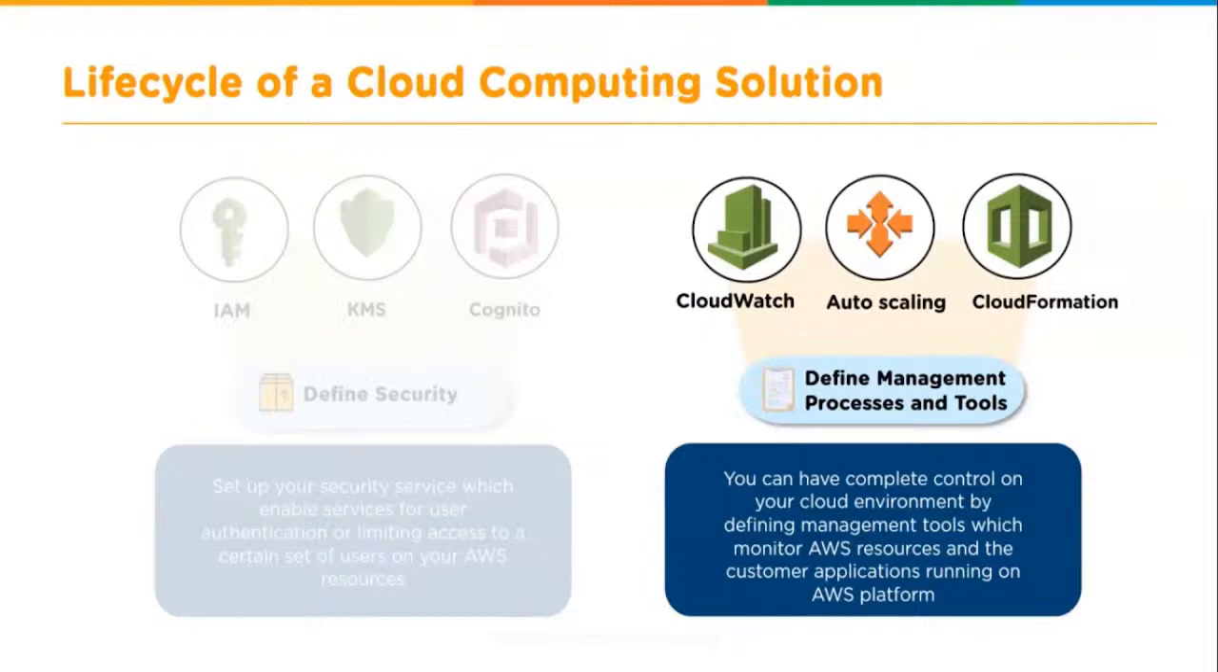And there are a variety of deployment, automation, and monitoring tools that you can pick from. For example, CloudWatch is for monitoring, Auto Scaling is for being elastic, and CloudFormation is to define the management process and tools. You can have complete control of your cloud environment if you define the management tools which monitor your AWS resources and the custom applications running on the AWS platform.